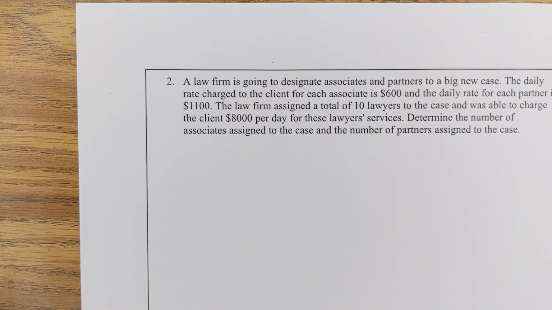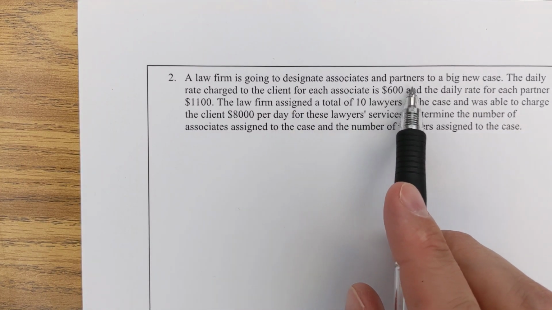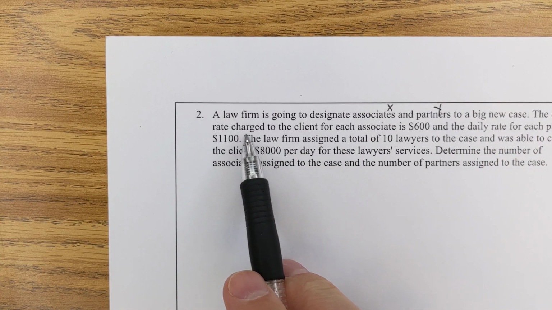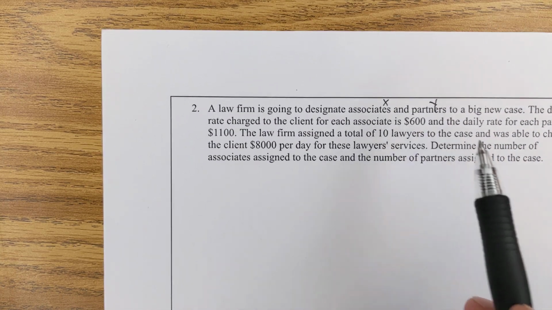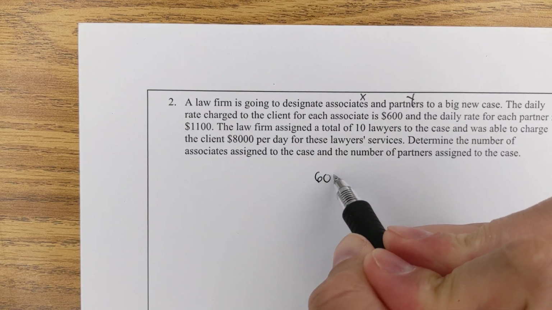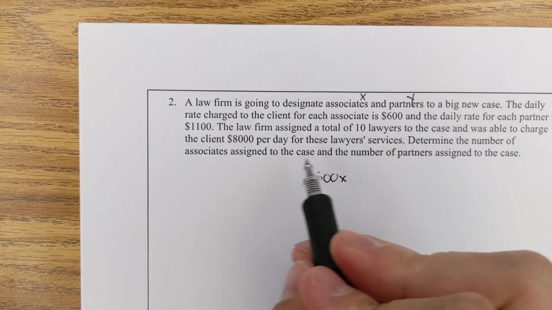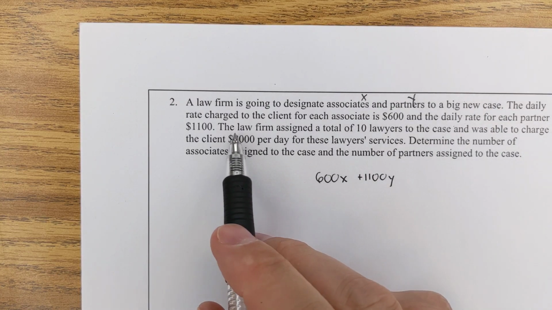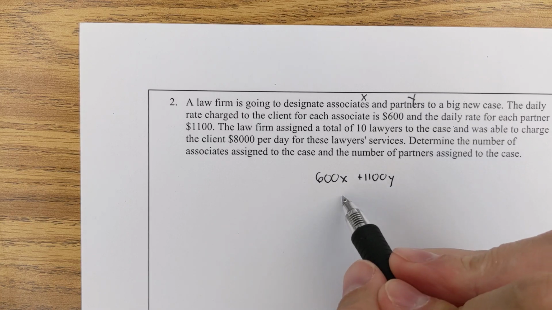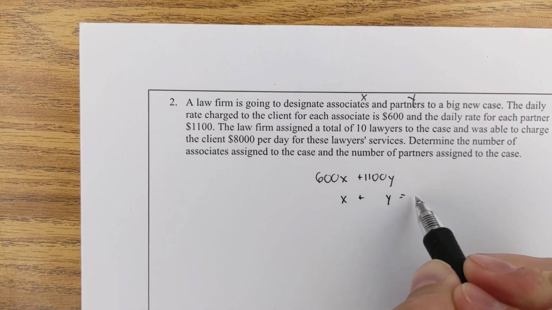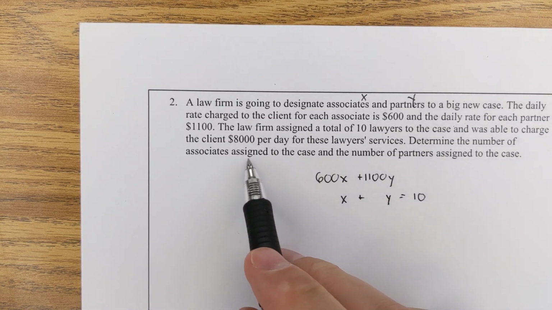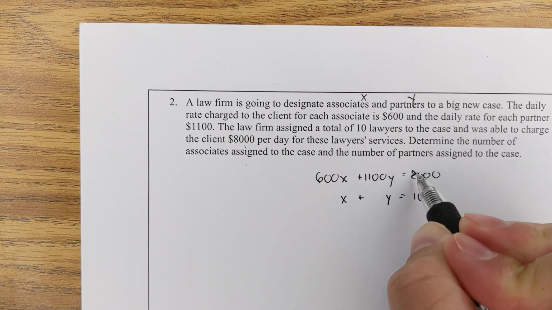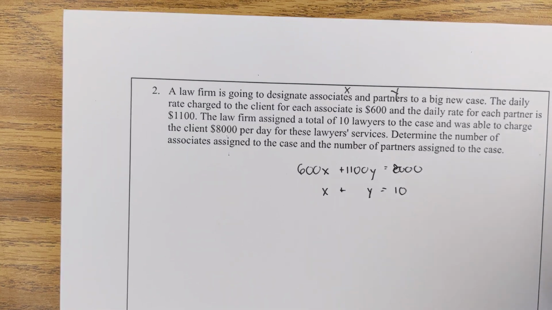All right, so number 2. Designate associates and partners. So we'll call associates x and partners y. The daily rate charged to the client for each associate is $600. So that's an amount, so 600x. Each partner is $1,100, so 1,100y. Law firm assigned a total of. So total means just add them up. So 10. And the dollar amount there is 8,000, which goes up here because those coefficients are dollars. So the number on the right has to be dollars.